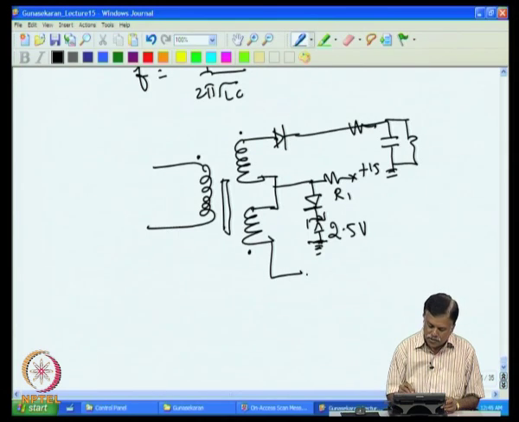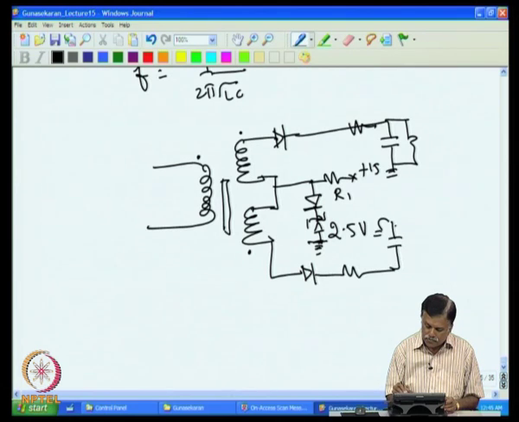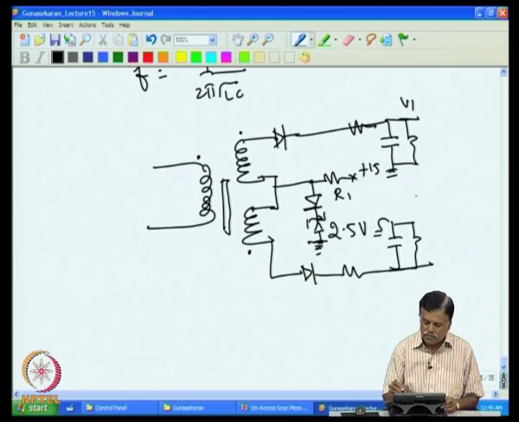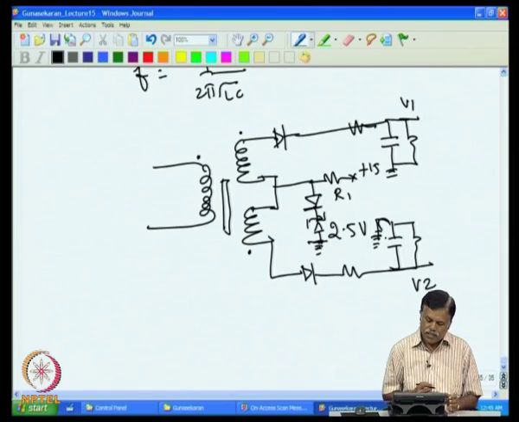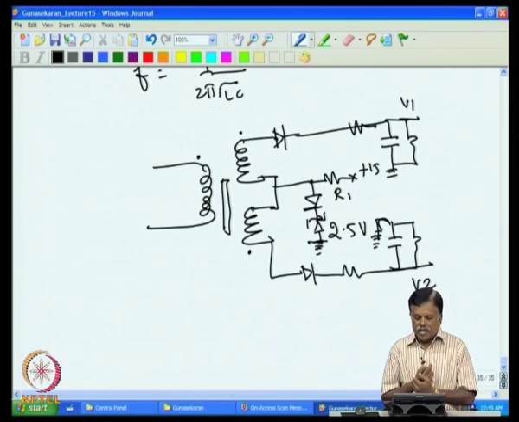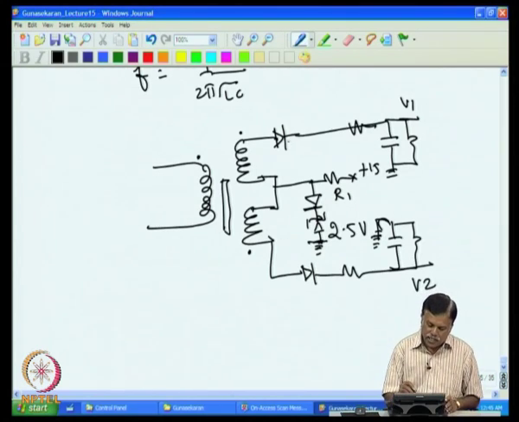Filtering, I do this, similarly I do this. So, that is coming as V1, that is coming as V2. So, instead of simply rectifying using a diode, now we have added this diode and Zener, and then these two diodes, the rectifier diodes which were there earlier.